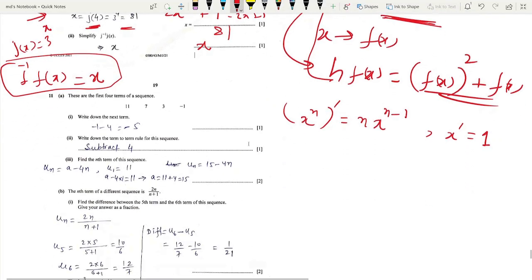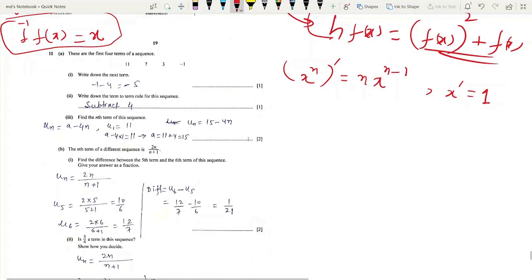Okay, next is question number 11. These are the first 4 terms of the sequence: 11, 7, 3, −1. If you try to observe, then you can find there is something which is constant. I think the difference: 7 − 11, 3 − 7, and −1 − 3, which is −4, right? Yeah, −4. The difference is −4.